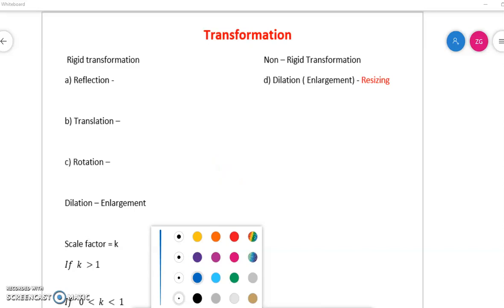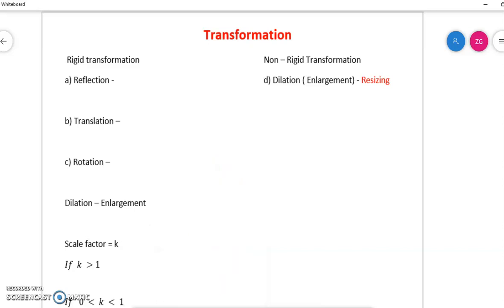Hello students, in this session we'll be doing a transformation type 2, that is dilation. Previously we have done the rigid transformations, and the different types were reflection, translation and rotation. A reflection is a flip, translation was a slide and rotation is a turn.